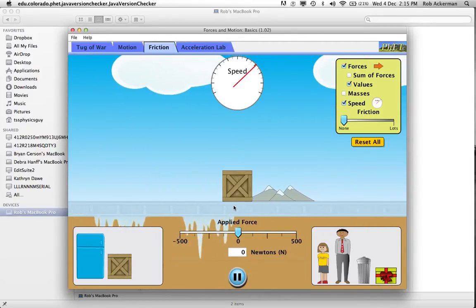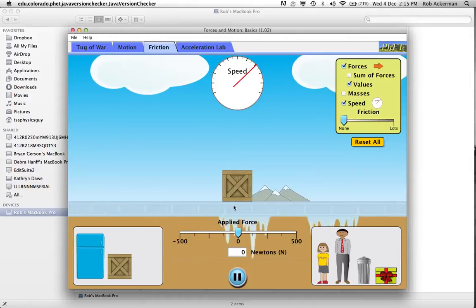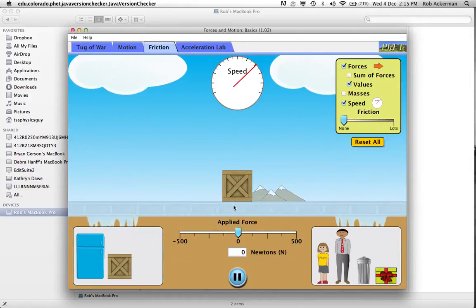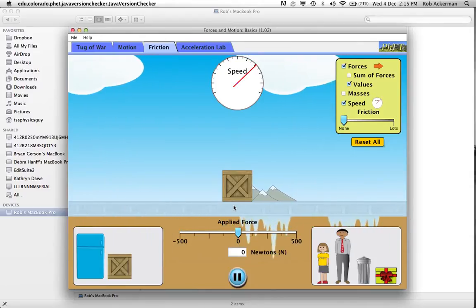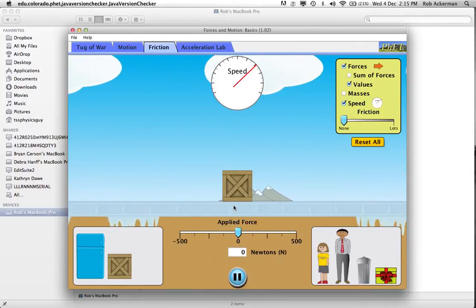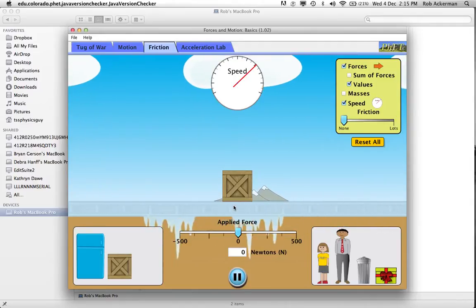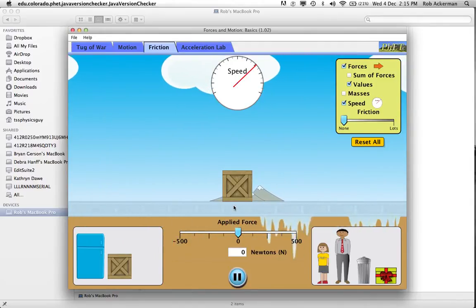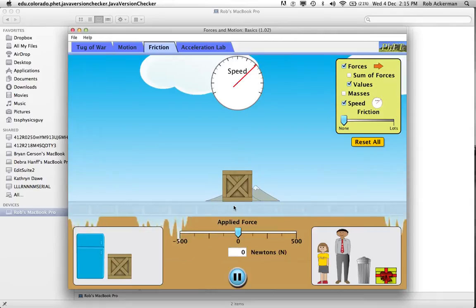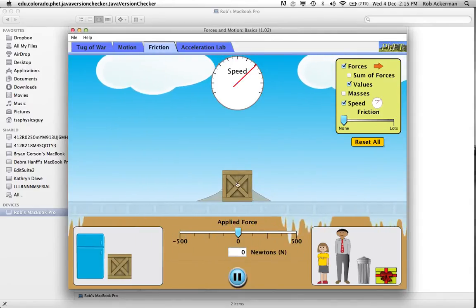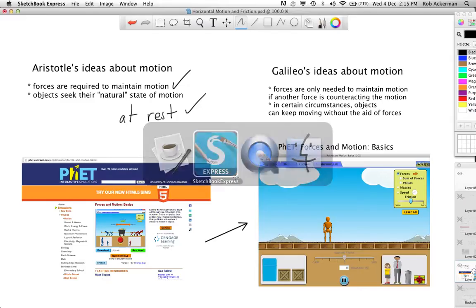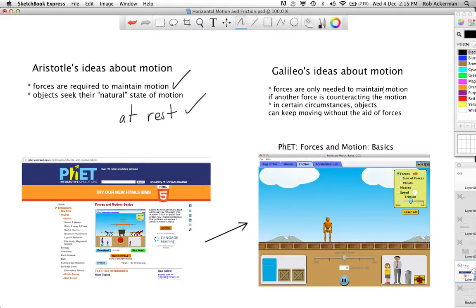Same thing happens when you're driving and you skid on ice. This is a time when drivers all wish that they could apply the brakes and slow down, yet to their chagrin, they end up gliding often into another car or possibly into the ditch. So just ask any driver about the forces needed to maintain motion when you're on ice. There's actually little or no force needed. You'll just keep going. So let's go back here and see whether Galileo is right. Are forces only needed to maintain motion if another force is counteracting the motion?